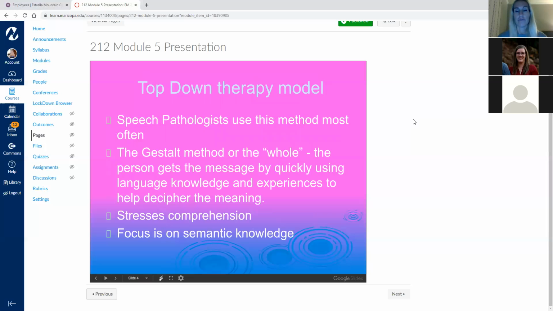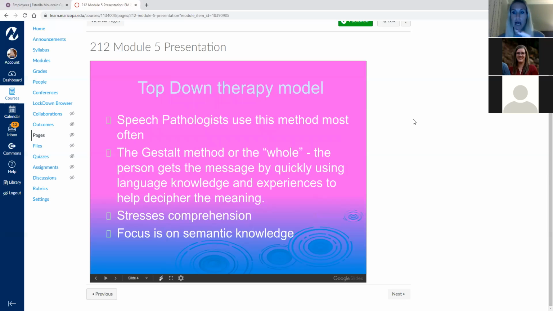I would say that's kind of the stereotypical standard, but there are certain other comprehension things that we do target in therapy. But I'm saying your basic standard stuff, this is what we're doing. So when we look at the top-down model, we're kind of using the whole, the Gestalt method or the whole piece. So they get the message and then usually use knowledge and experience to decipher the meaning.